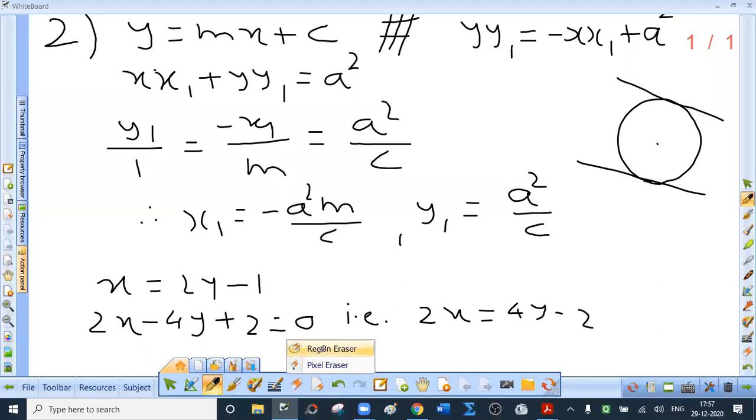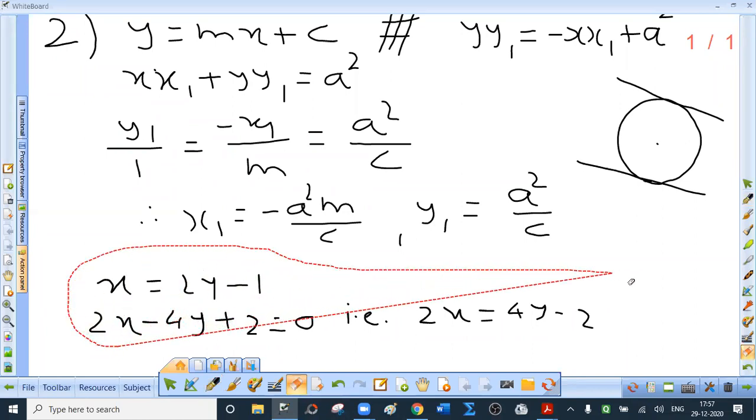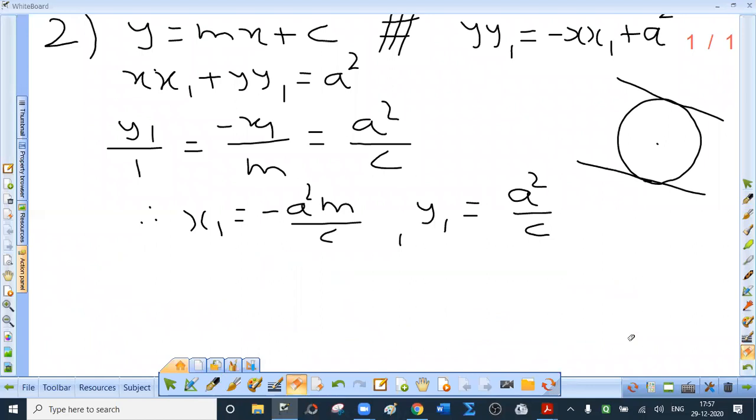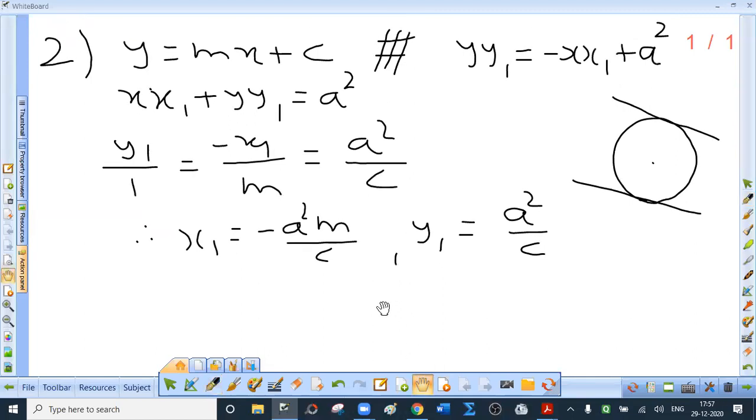We have already used this at least 2 to 3 times. If two equations represent the same thing, then their coefficients are comparable, means proportional. Okay? Y equal to mx plus c is tangent to the circle, but tangent to the circle is xx1 plus yy1 equal to a square. That is yy1 equal to minus xx1 plus a square.